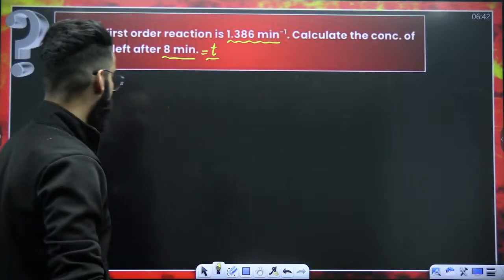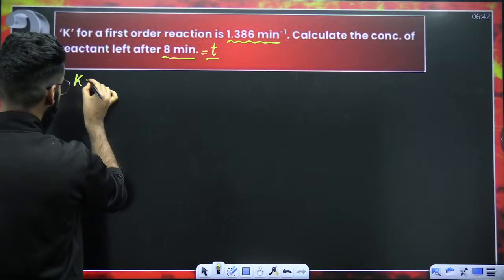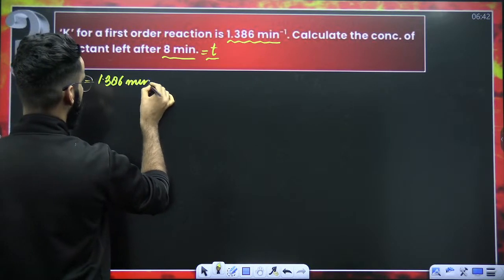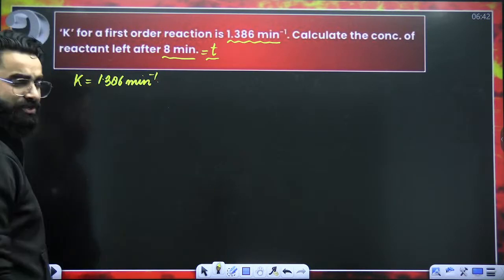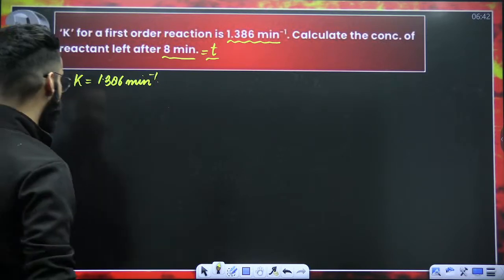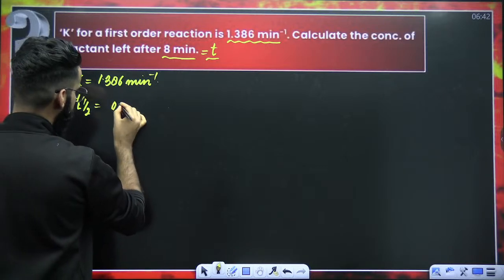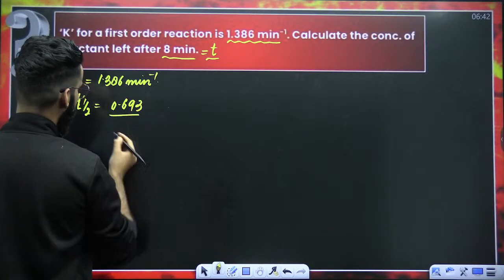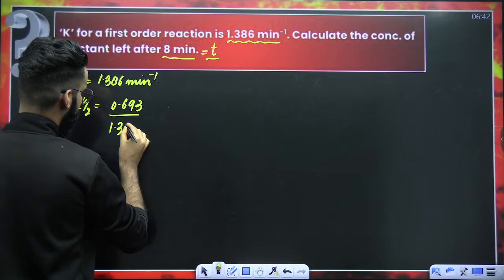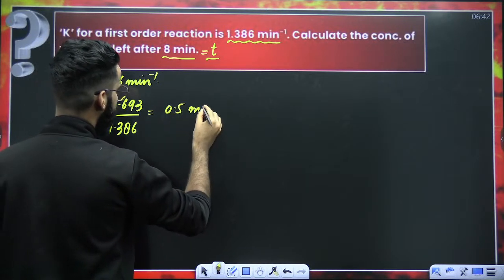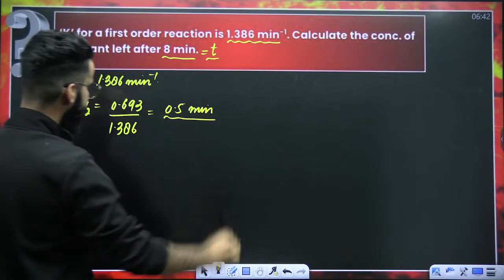Now, first of all, as per the question, the rate constant of the reaction is 1.386 minute inverse. My dear students, if the rate constant is 1.386 minute inverse, can you let me know what will be the half-life of the reaction? Half-life will be equal to 0.693 divided by K, and K is 1.386. So the value is equal to 0.5 minutes. So this is the half-life.